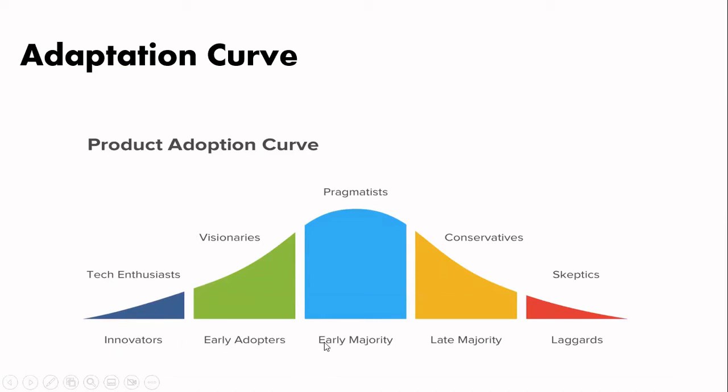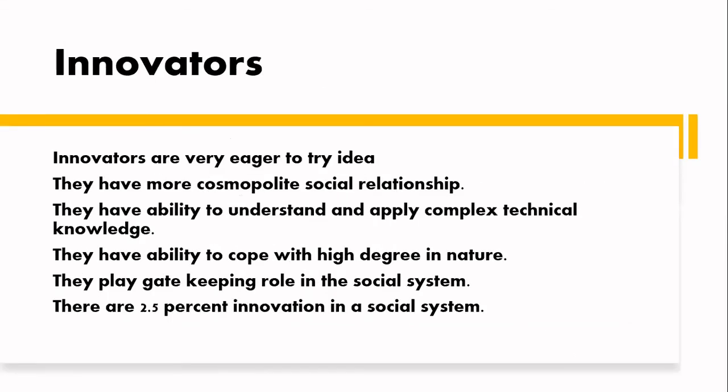So innovators, early adopters, early majority, late majority, and laggards come with their response rates and their characteristics. Innovators, I think you have already learned about them in some of the previous lectures. Innovators are eager to try new ideas. In a normal social system, only about 2.5% are in this category. Innovators are always open to trying new ideas.